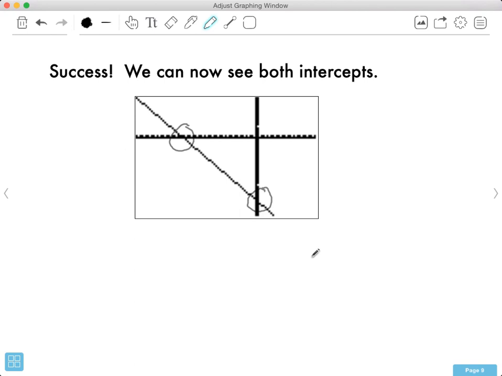In conclusion, don't be afraid of playing with the window settings. You can always get back to the standard window by pressing the zoom key and then selecting option 6, Z standard. That will take you back to the standard -10 to 10 graph, and you can start playing with your windows again.